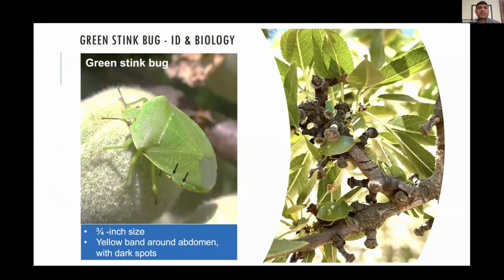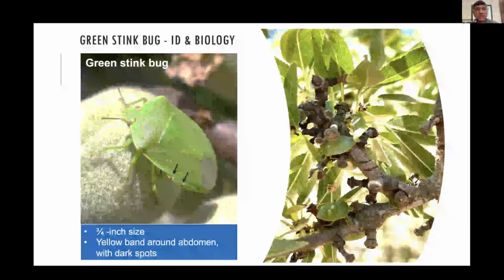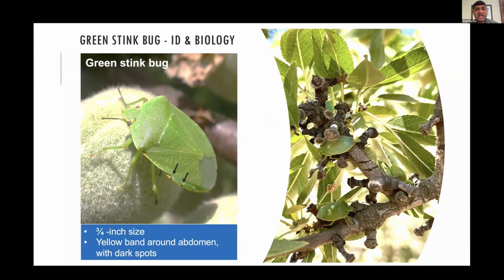So the green stink bug, one of the prominent ones, is probably the biggest stink bug species we have in the cropping system. It's about 3/4 of an inch in size. It has these yellow bands on the side as a margin. You can see on the margin. And their number has been going up in the last several years, and we don't know why, but I'll talk a little bit more about this insect.